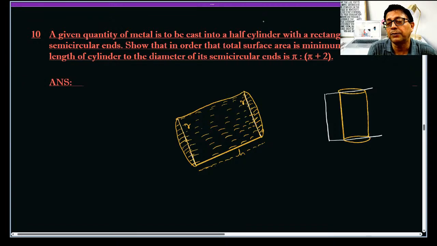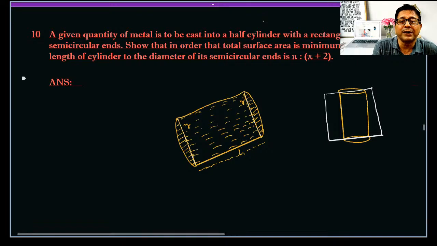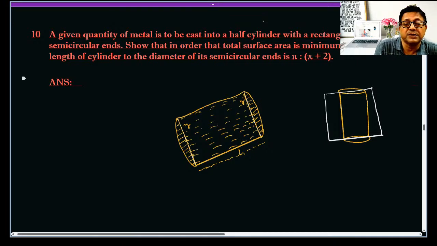This is the plane. If you cut it by this plane, then two halves you get. I have taken just one half of this. So this is h, this is r, 2r. So what is the curved surface area? No, total surface area for half cylinder.